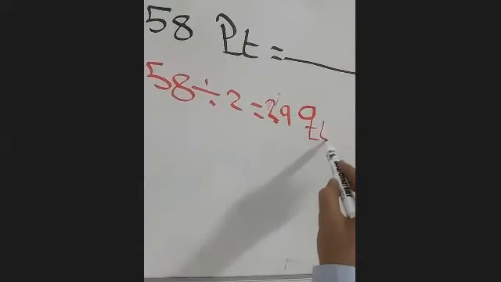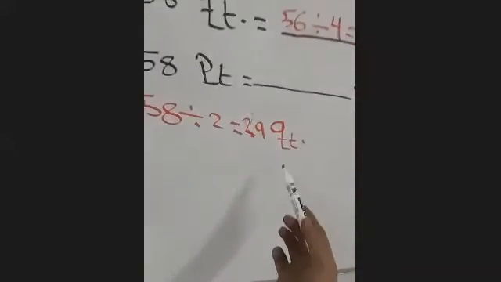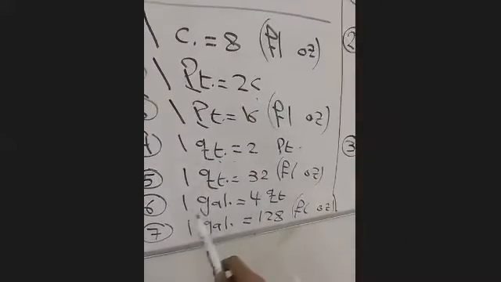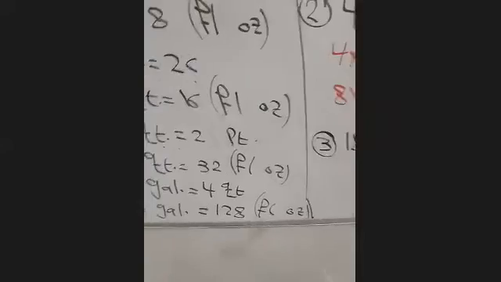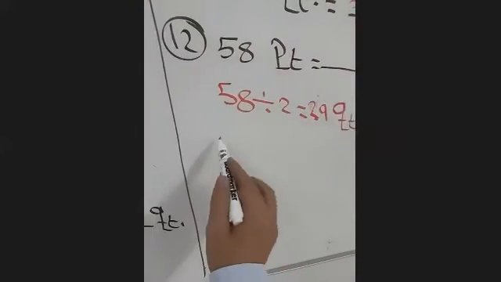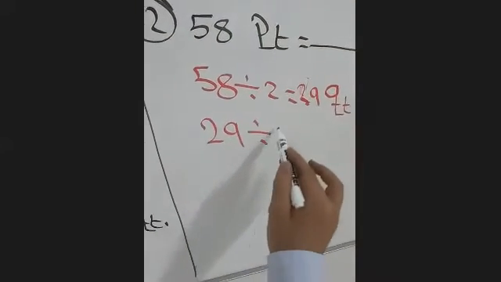We turn the pence to quart. Now I want to turn the quart to where? To gallon. How? We will divide by 4. So 29 now divided by 4.